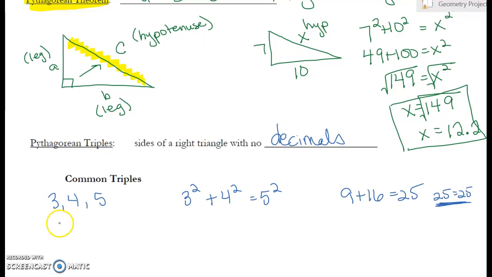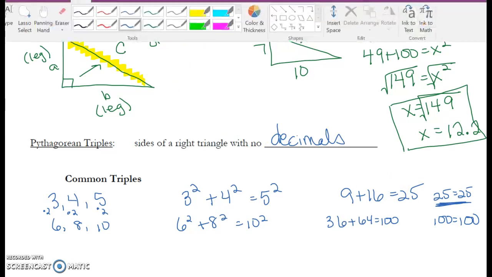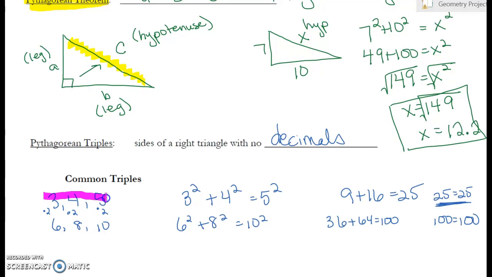Now, there's something interesting that happens with triples. If I multiply all these numbers by 2 and get 6, 8, and 10, it also is a triple. So 6 squared plus 8 squared is 10 squared. So 36 plus 64 is 100, and 100 equals 100. So if you can recognize this basic one, 3, 4, 5, and then recognize when things are multiples, you can know that they're triples. And that just helps save time, especially when you have to solve for x.